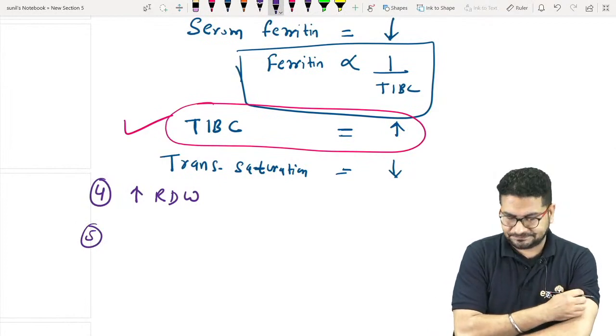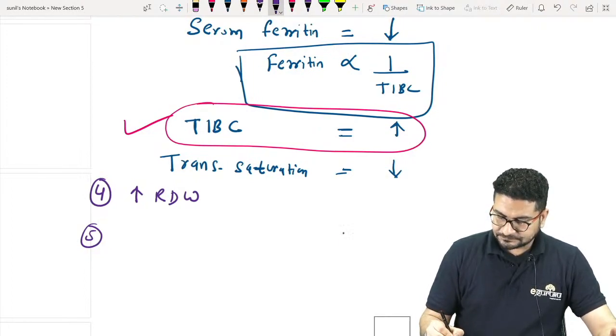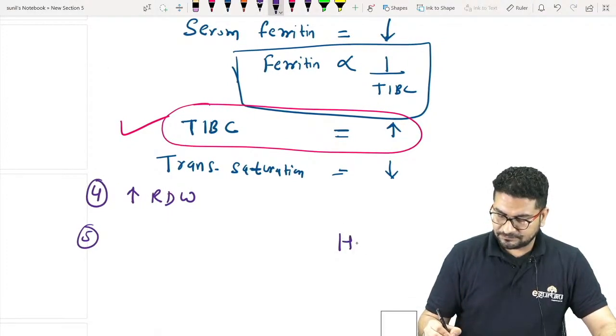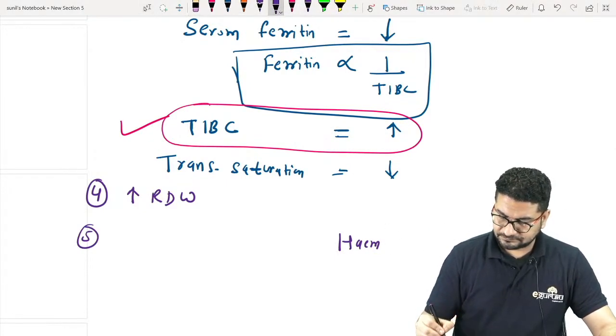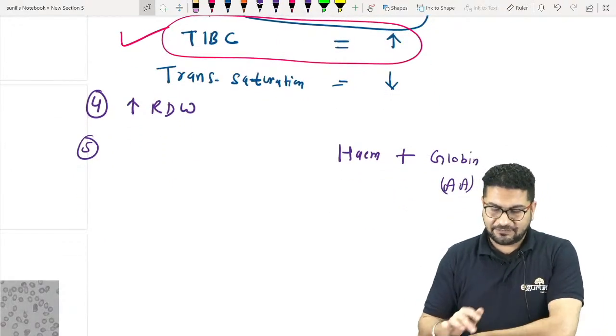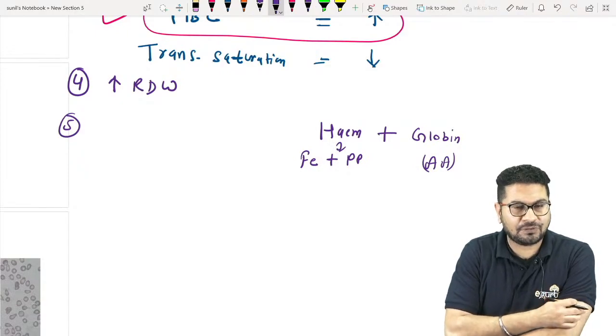Now understand one more thing. If I say a patient is having iron deficiency, iron deficiency means hemoglobin. Hemoglobin is made up of heme plus globin. Globin is nothing but amino acid, your amino acid side chain. And heme is made up of iron plus protoporphyrin.